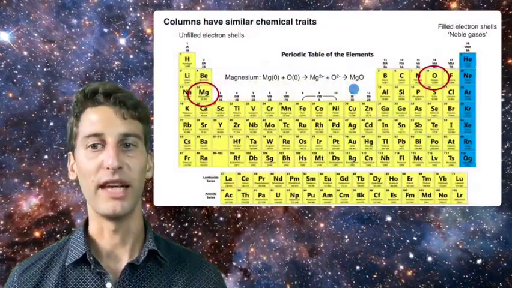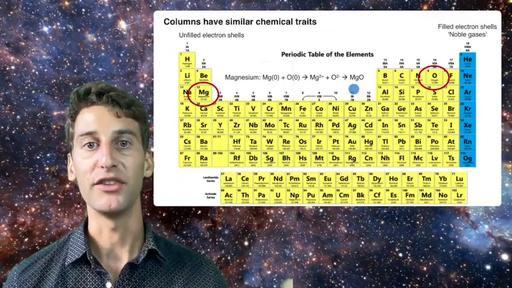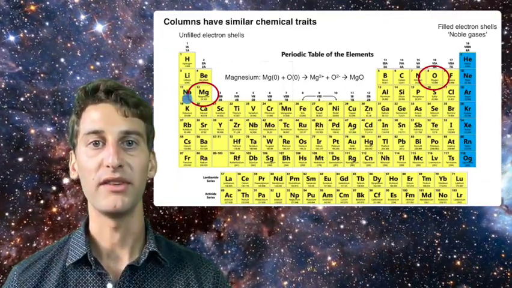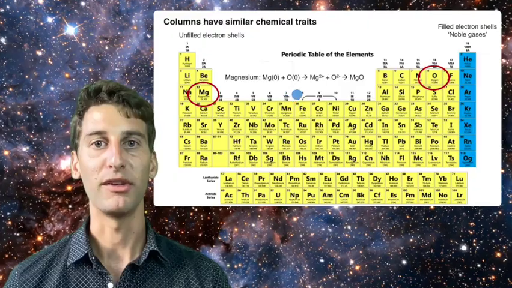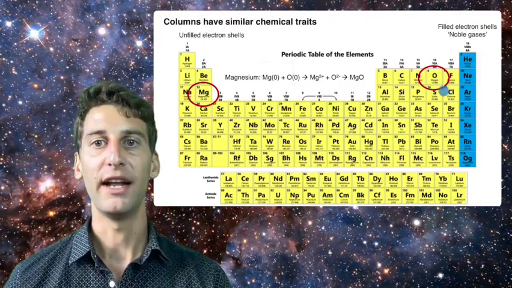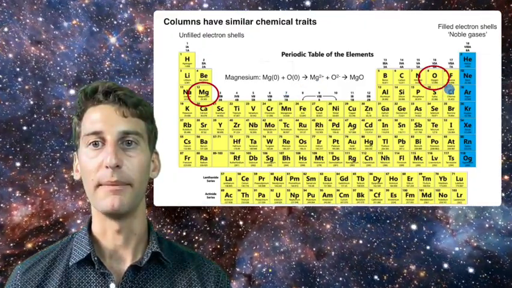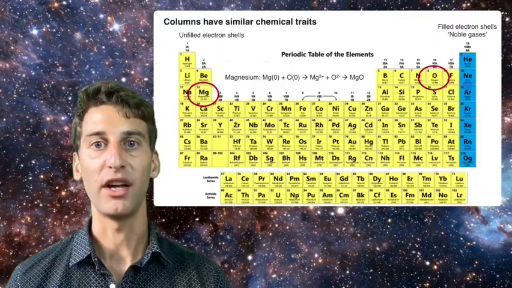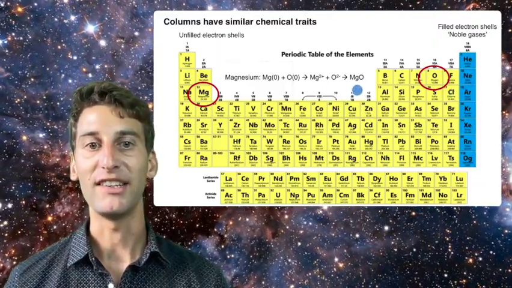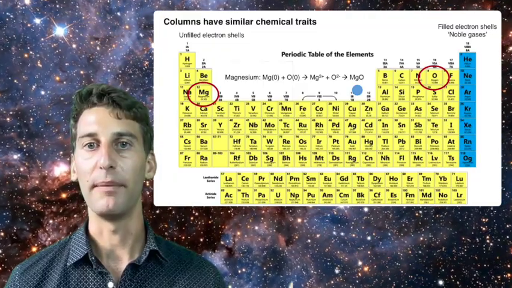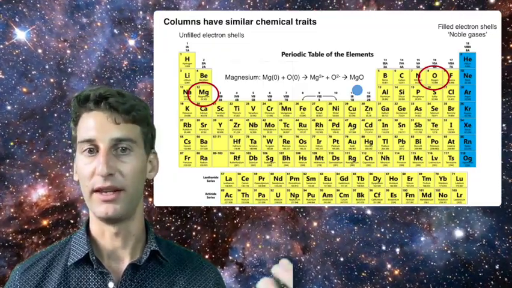All right, so one more example here, magnesium and oxygen. So we talked about how magnesium wants to lose 2 electrons, so to form this Mg2+ ion. And oxygen here wants to gain 2 electrons, so it completes its shell. So that drives the formation of magnesium oxide, which is one of the most abundant minerals in the Earth overall.